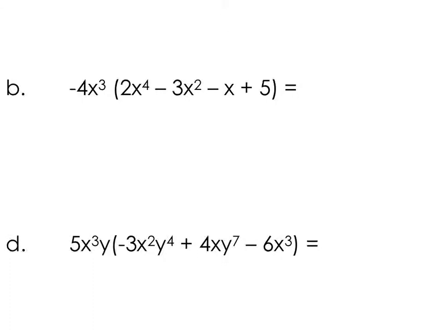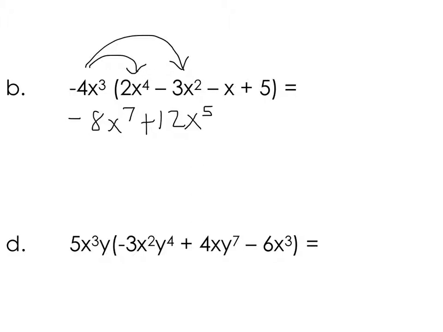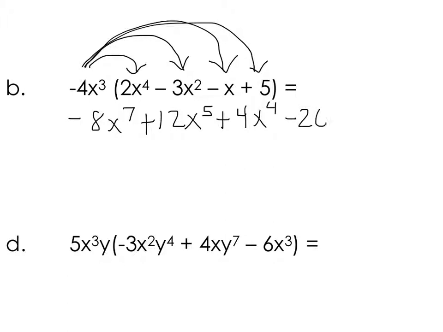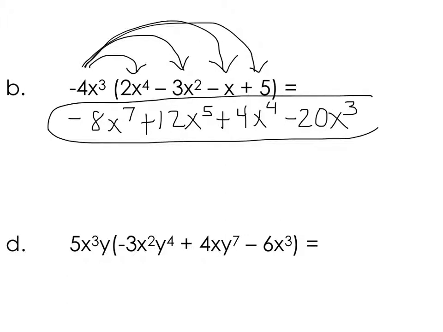Negative 4x cubed times 2x to the fourth is negative 8x to the seventh. Negative 4x cubed times negative 3x squared is plus 12x to the fifth. You add those exponents. Negative 4x cubed times negative x is plus 4x to the fourth. And negative 4x cubed times plus 5 is minus 20x to the third. That's it.